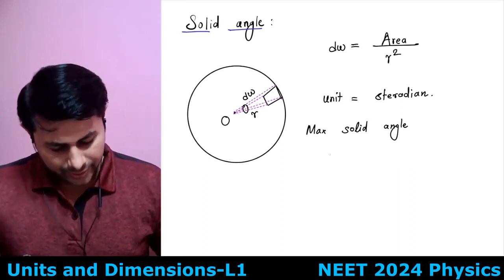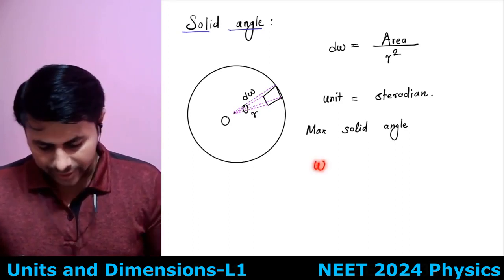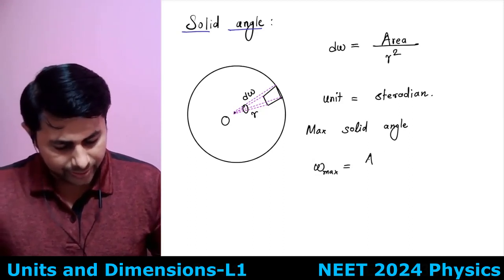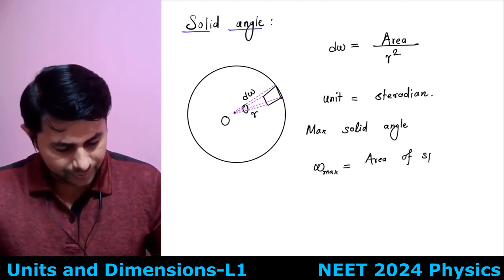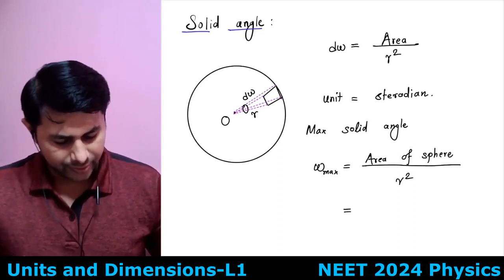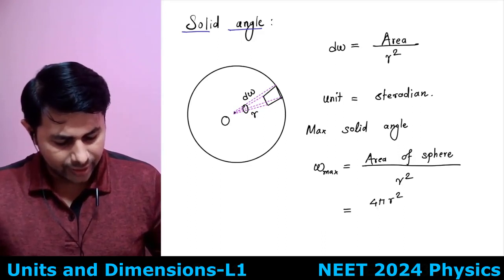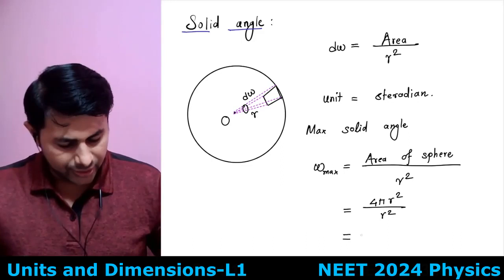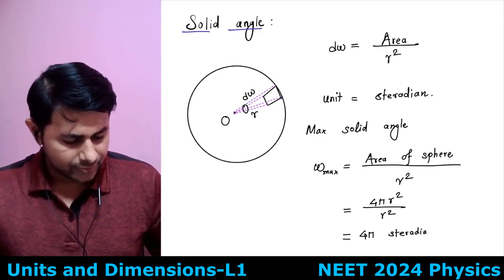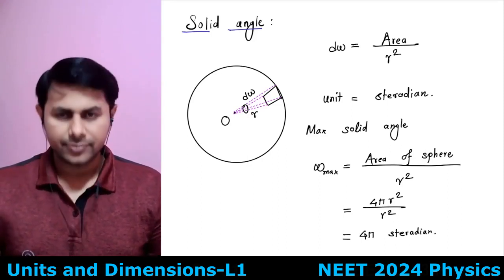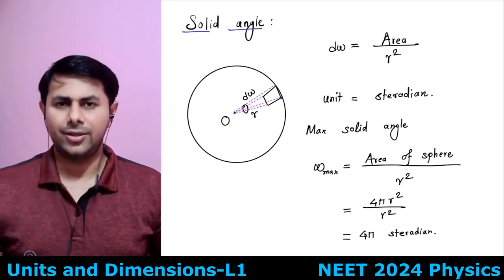Let's call it omega max. So it is equal to the area of the sphere divided by r square. It is 4 pi r square divided by r square. So r square and r square get cancelled out, and you get 4 pi steradian. Alright, so this is how we define solid angle and this is how we find it.